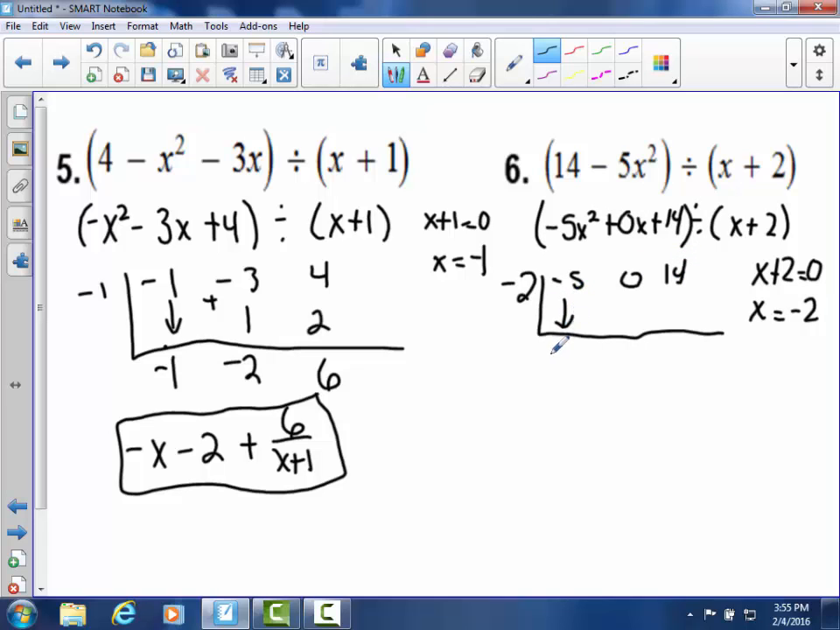We bring down the negative 5. We multiply. We add. We multiply. We add. So 14 plus negative 20 is negative 6. So my answer is negative 5x plus 10 plus negative 6 over x plus 2.